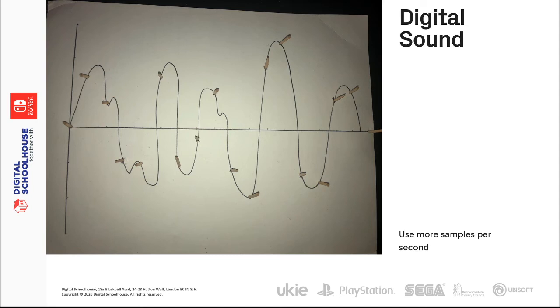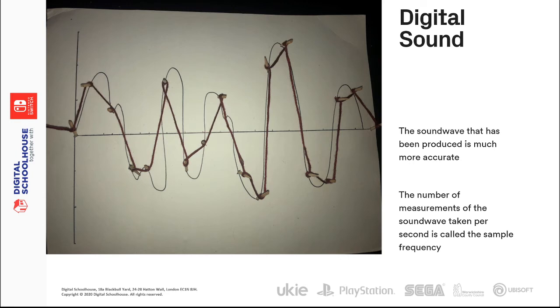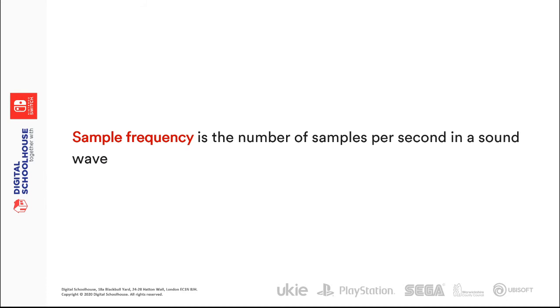We need to use more samples per second. So you can see here, I've doubled the number of samples per second and added them to the sound wave. And you can see them then filled into the sound wave here. The sound wave that has been produced is now much more accurate, but the number of measurements of the sound wave taken per second have doubled by increasing what we call the frequency. So we call the number of measurements taken per second the frequency. So sample frequency is the number of samples per second in a sound wave.